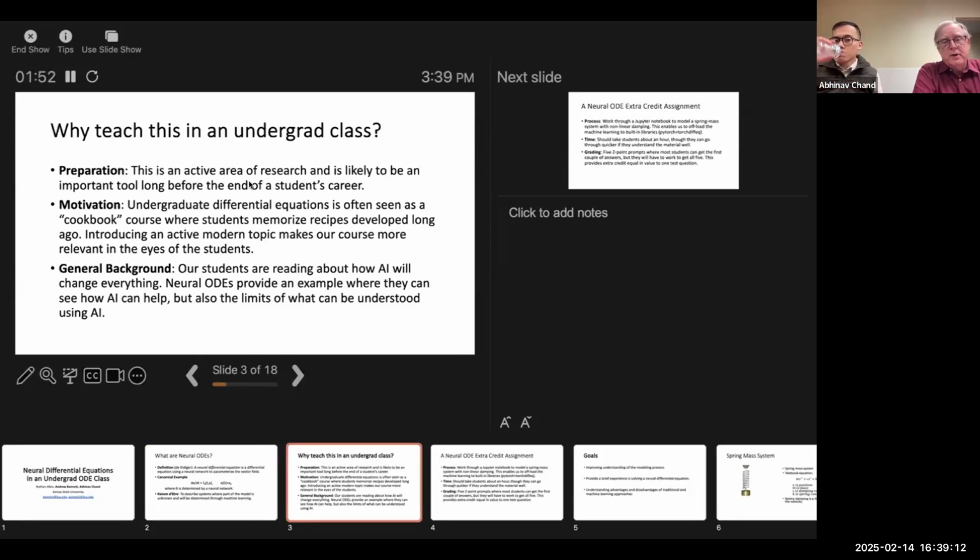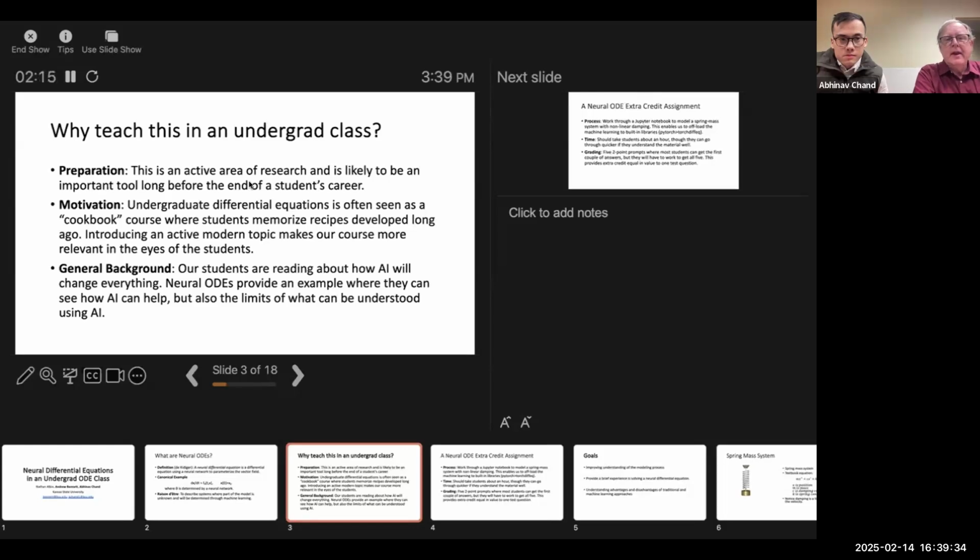Well, first off, it's preparation. This is an active area of research, and it is very likely to be an important tool long before our students have their careers come to an end. They're going to need to understand how this works, so they should at least have some exposure to it in their first course, as they're going to use it later.